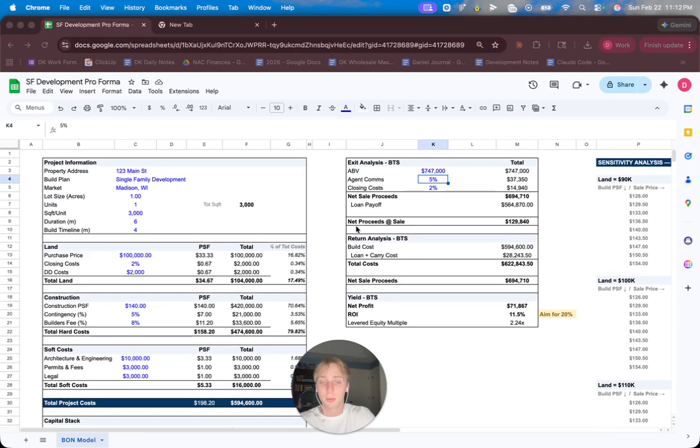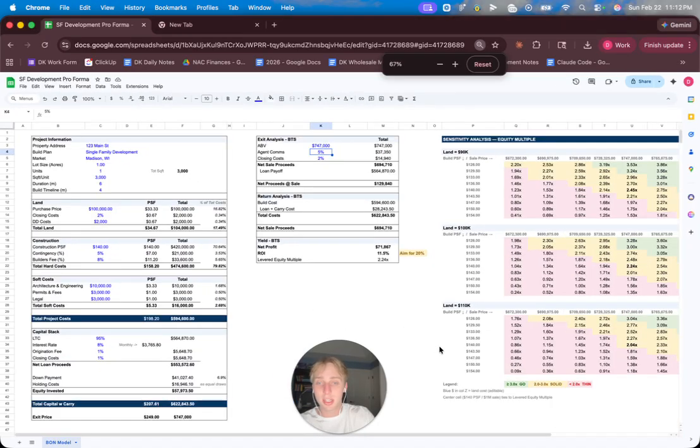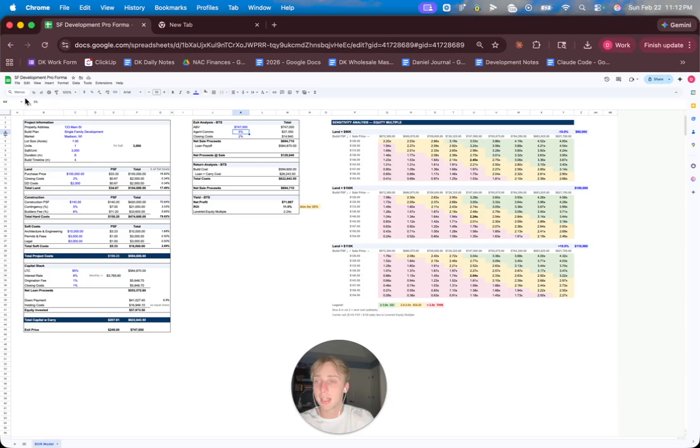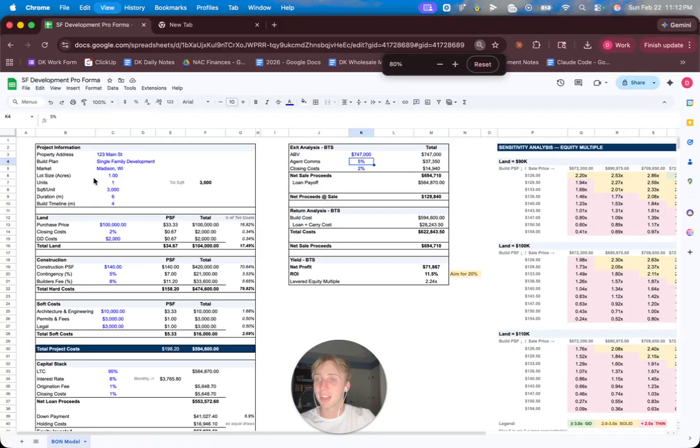So really quick, I'll just show you a quick overview of what this thing looks like. What we'll quickly run through is over here, this is our typical inputs, what we're buying for, what we're building for. This is a breakdown of our actual returns. And again, this is for a build to sell model. And then over here, I just wanted to build a quick sensitivity analysis. It was honestly a little bit challenging to get in Google Sheets. Usually it's easier on Excel. But yeah, let's dive into it.